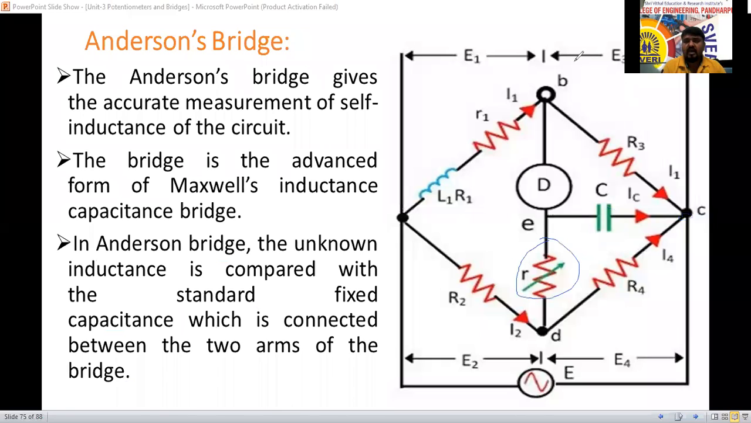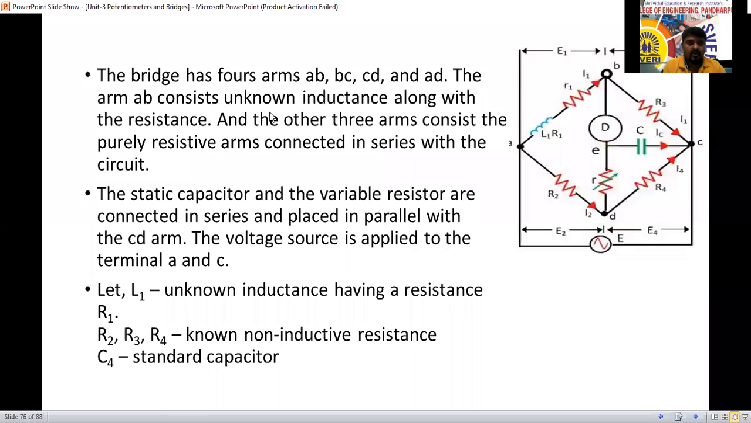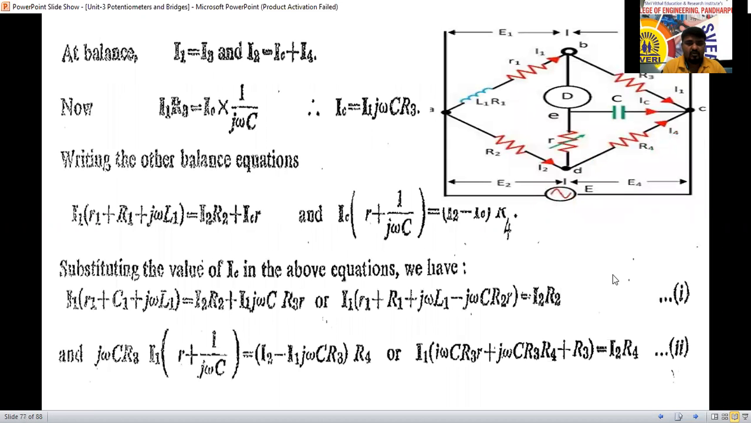So we'll start this derivation. Actually, it is complicated. I don't know whether it will complete within 15 minutes or not, but we'll do it here. So here L1 is the unknown inductance having the resistance R1. This is the fixed resistance. R2, R3, R4 are the known non-inductive resistance values, and C4 is the standard capacitor that we are going to use. This is called C4 RC we have used here.